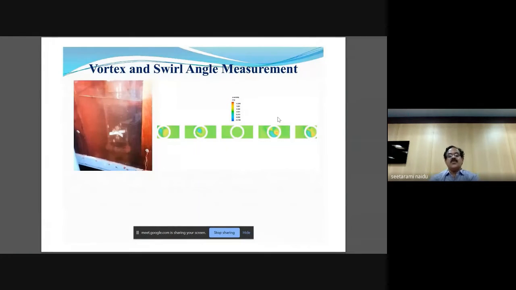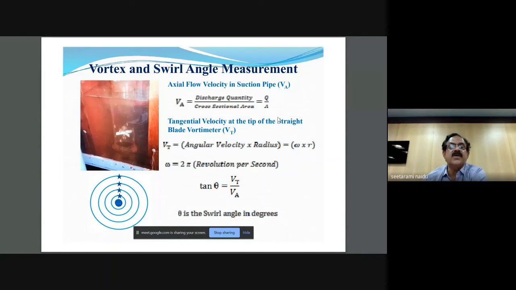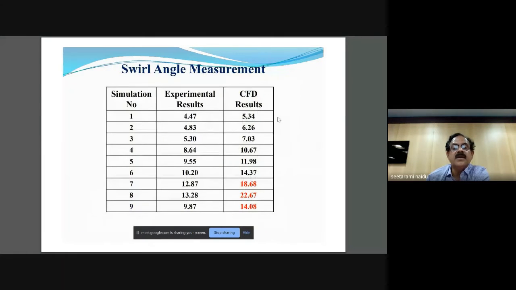How vortex propagation is measured with the swirl angle by the vortimeter, like this. It rotates and the rotation is counted. That is how it is evaluated. You can go through this in detail. This is the swirl angle measurement, the CFD and experimental results for the same model. You can see the variation is higher in experimental results, and in a way it has projected higher CFD values. This is the limit of CFD.